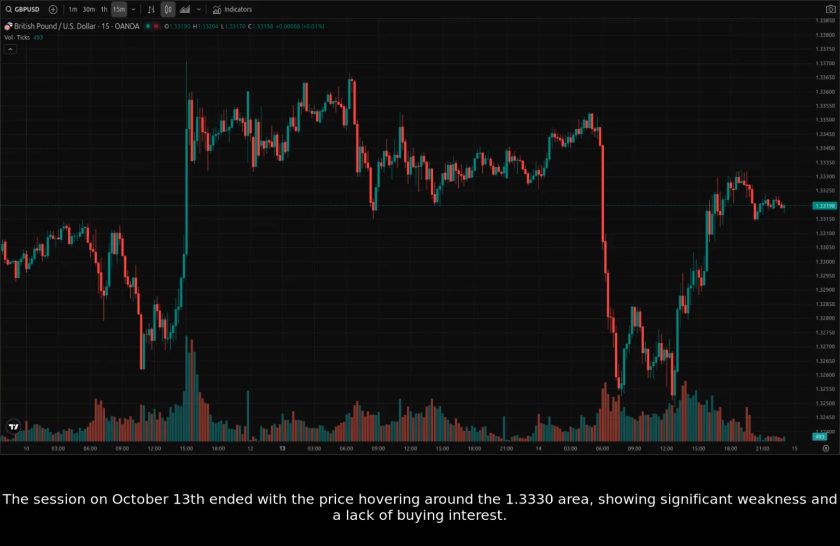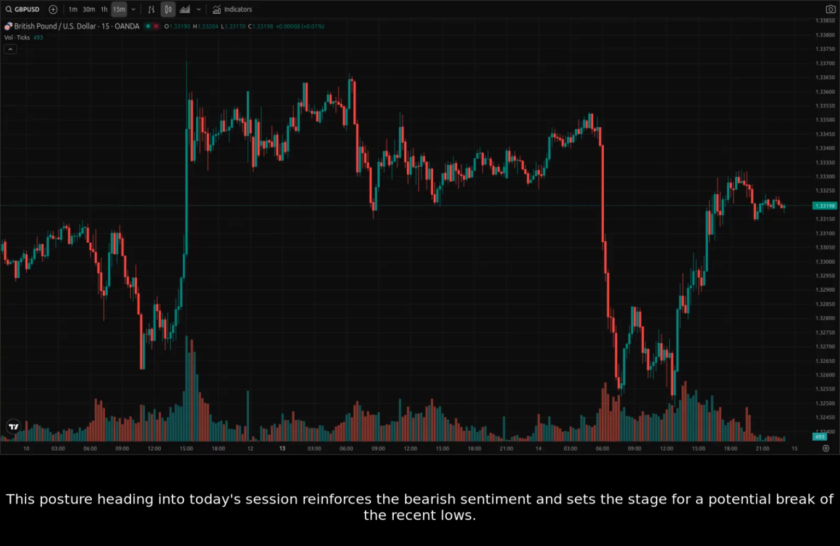The session on October 13th ended with the price hovering around the 1.3330 area, showing significant weakness and a lack of buying interest. This posture heading into today's session reinforces the bearish sentiment and sets the stage for a potential break of the recent lows.